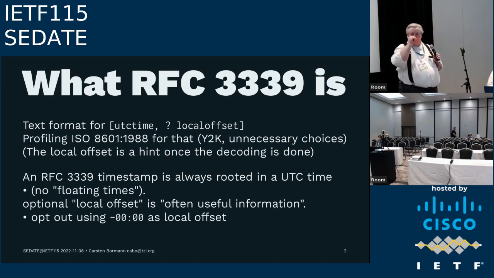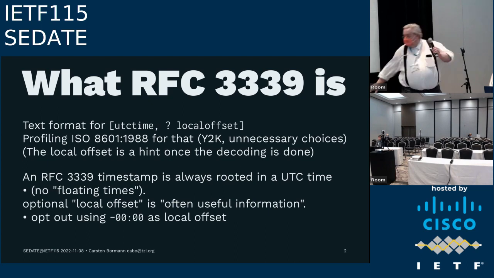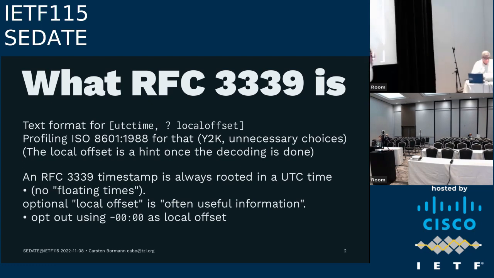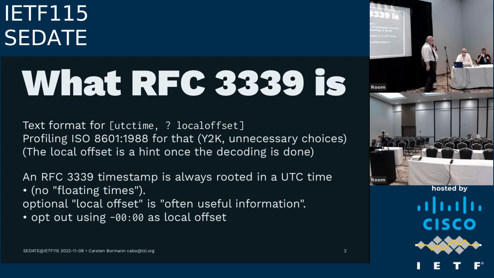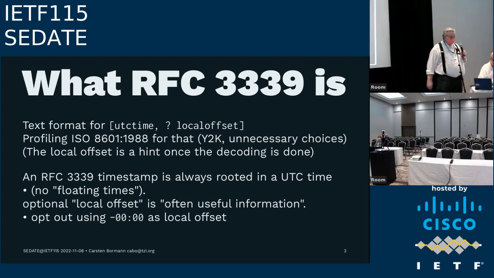So just to remind everyone what RFC 3339 is, it is essentially described by this data model here. An RFC 3339 date has a UTC time and optionally a local offset. That's the whole data content of the thing. That was defined around the year 2000, essentially as a profile of ISO 8601, that we all love dearly. They actually used the 1988 version for that.